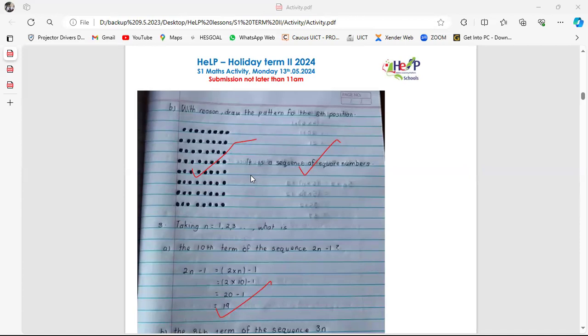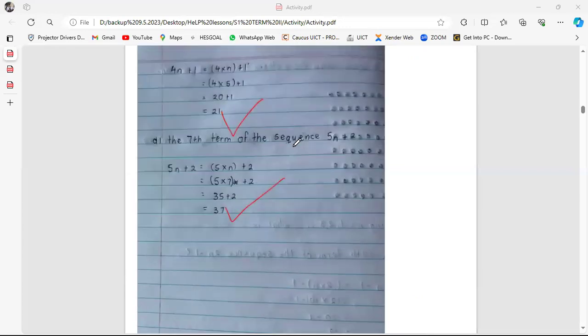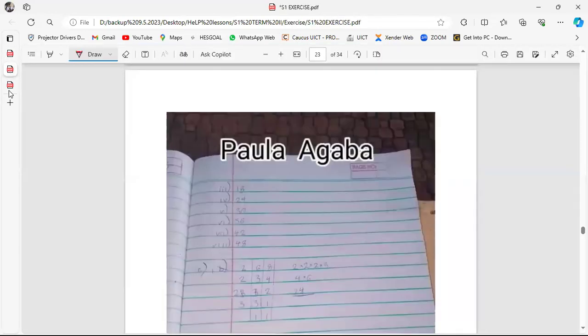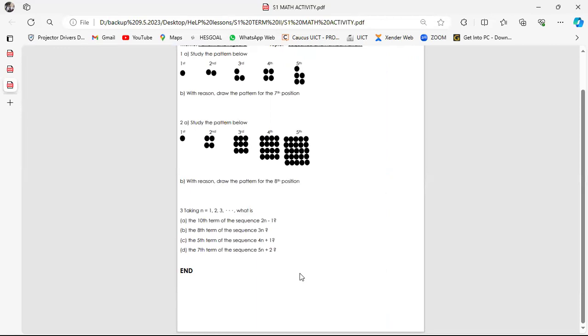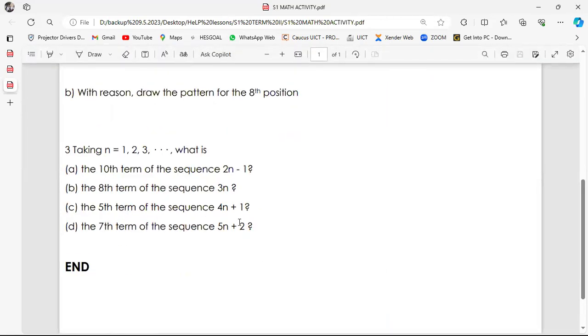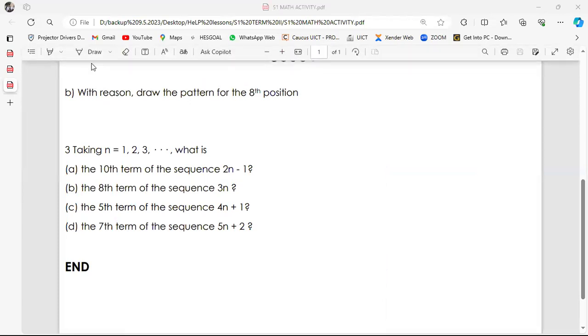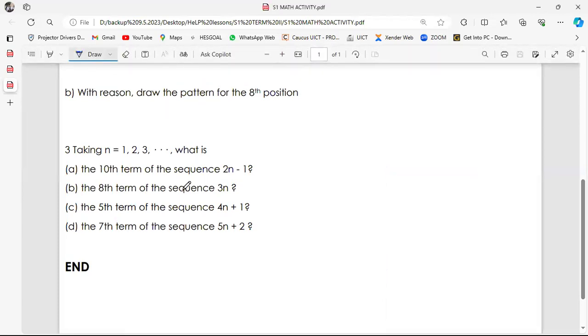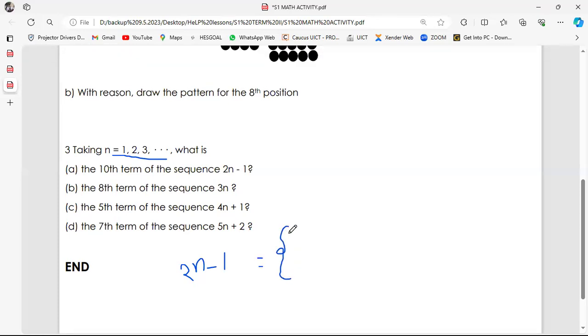Okay, maybe people are not here because of time. For number 3, what I expected students to do is this. You were given an activity that looks like that, and this activity is very, very clear. They are telling you that, taking n as 1, 2, 3, and so on, what is the 10th term of this sequence? For the 10th term, you write 2n minus 1 equals, then you write all these terms.